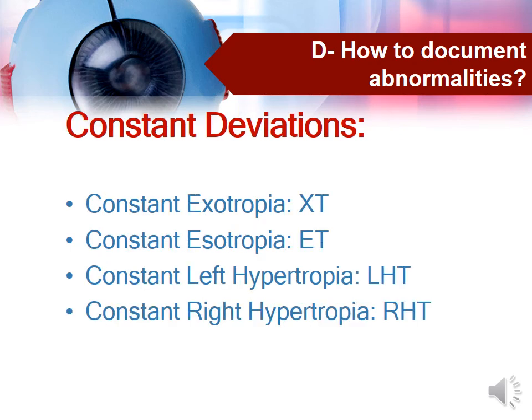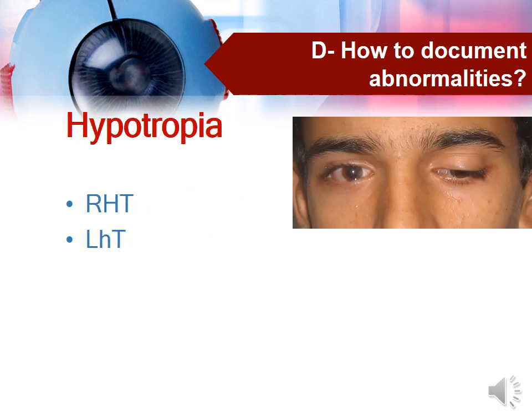Constant deviations are represented by the letters XT and ET, but this time without the brackets. The same for left hypertropia and right hypertropia. It is written as LHT and RHT according to which eye is hypertropic. It is customary to describe the hypertropia according to the hypertropic eye, regardless of whether the pathology is in the hyper or the hypotropic eye. So this patient, for example, with the right hypertropia is written down as an RHT, regardless of whether the problem is in the right eye or the left eye.